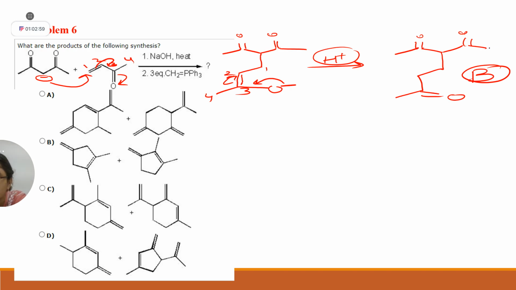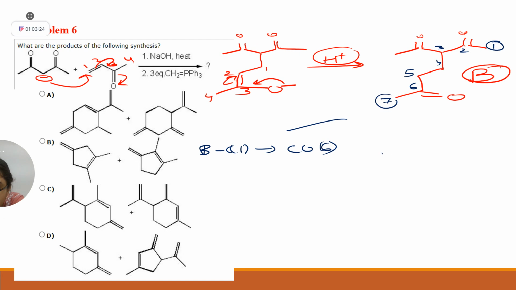Now, students, there are two possibilities. Either the base abstracts a proton from carbon number 1 and attacks carbonyl 6. Two possibilities: the base abstracts from carbon number 1 and attacks onto carbonyl 6. Another possibility is the base abstracts a proton from carbon number 7 and attacks carbonyl 2. Yes or no? Yes, ma'am. I will draw this product and you start making this product.